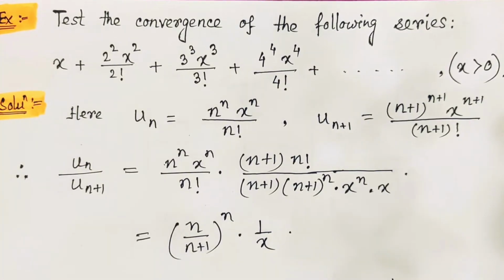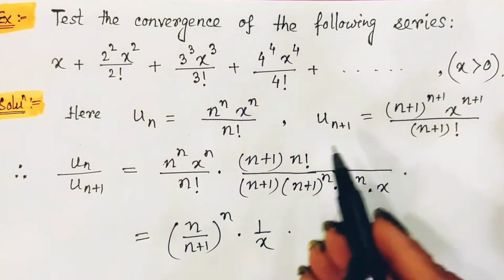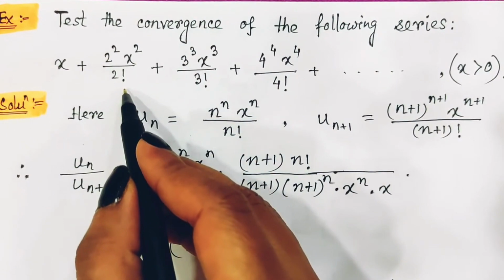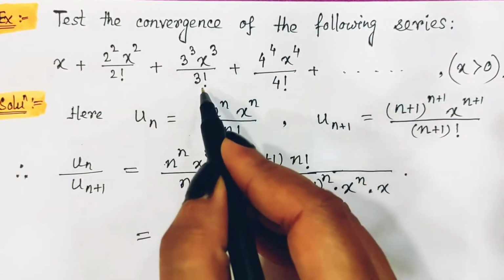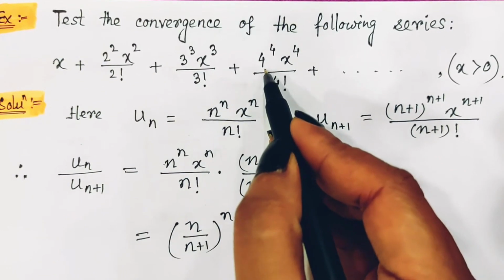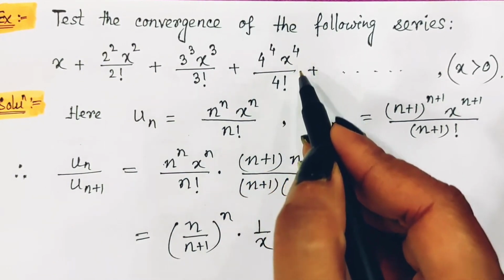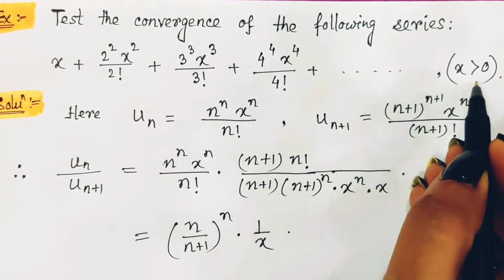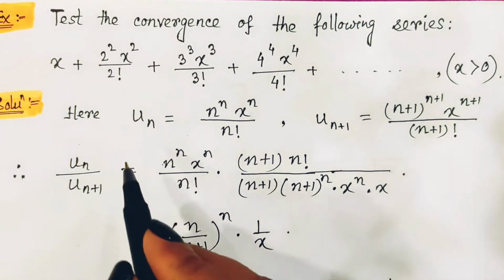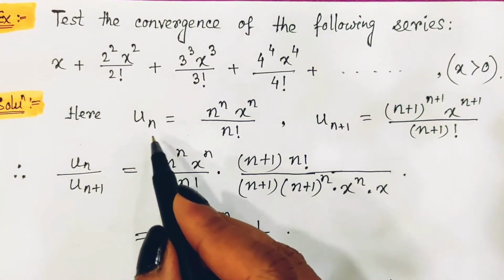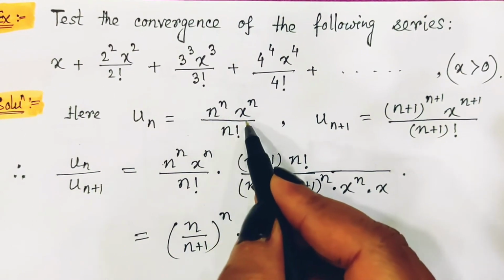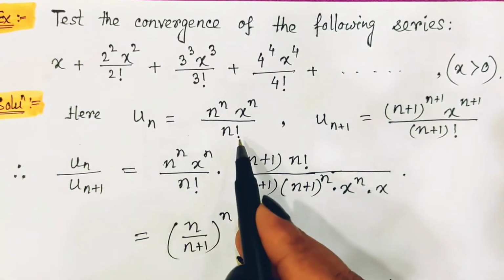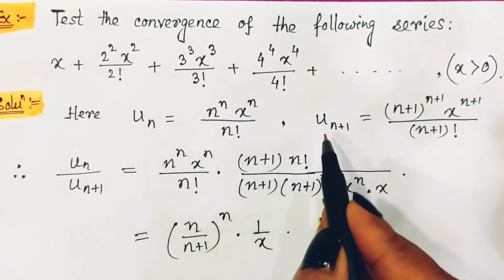The first example is: test the convergence of the series x plus 2 square x square divided by 2 factorial plus 3 cube x cube divided by 3 factorial plus 4 to the power 4 x to the power 4 divided by 4 factorial plus dot dot dot, where x is always greater than 0. First of all, we should find out what our un is. Here un is n to the power n x to the power n divided by n factorial. Just observe the terms, and accordingly this is our un. Now we should find un plus 1.